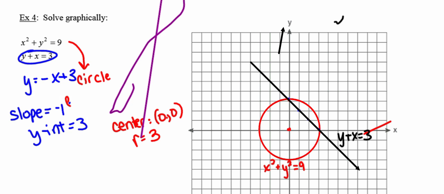Let's remember that the whole point in drawing this graph was to find the point or the points that these two share, that they have in common. Where do they intersect? So there's one solution right there. There's a second solution. And I'm going to very clearly on my paper identify those two solutions. The first is the ordered pair with coordinates 0, 3. The second is the ordered pair with coordinates 3, 0.